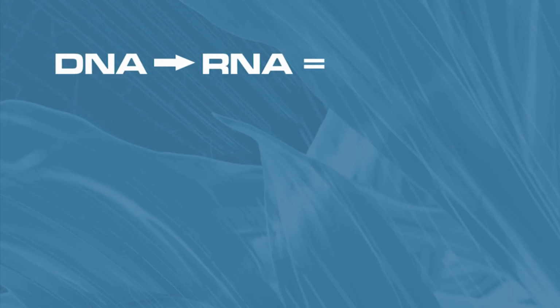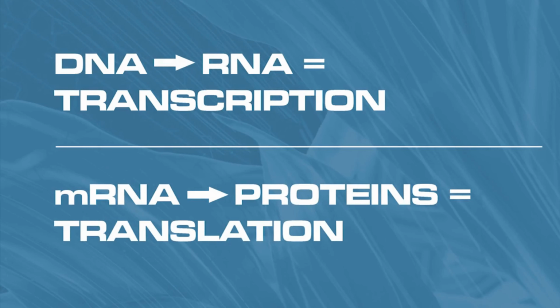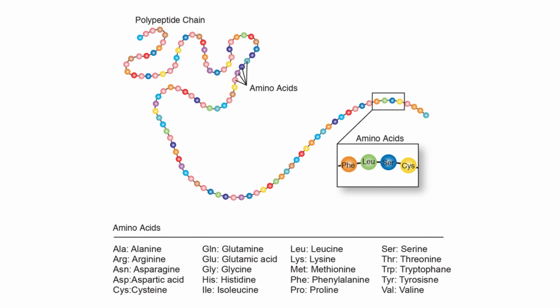In the central dogma, the process by which DNA is turned into RNA is called transcription. Once you've made the messenger RNA, when it is turned into proteins, that process is called translation. Proteins are complex polymers. The repeating subunits found in proteins are called amino acids, and there are essentially 20 different kinds of amino acids.